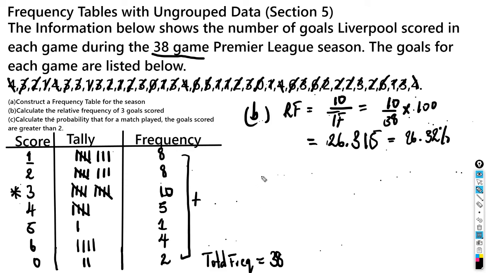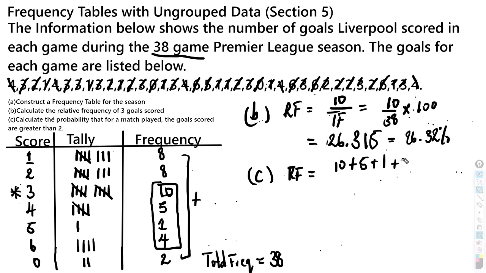All right, guys. So for C now, it says calculate the probability that for a match played, the goals scored are greater than 2. So for the relative frequency in this case, we want the goals scored that are greater than 2. The cases greater than 2 would be 3, 4, 5, and 6. So these are the cases that I need to add and put over the total frequency. In this case it's just 10 plus 5 plus 1 plus 4, over the total frequency.